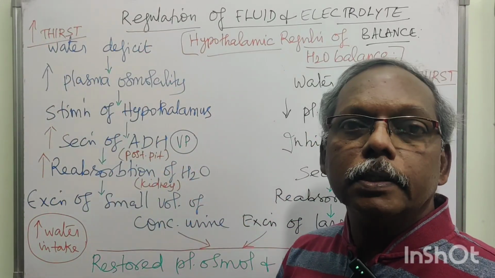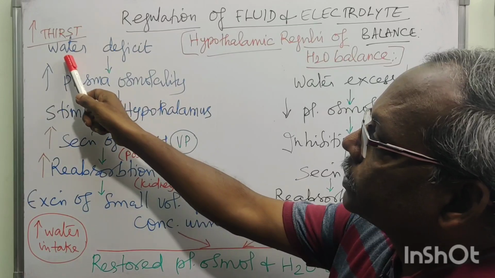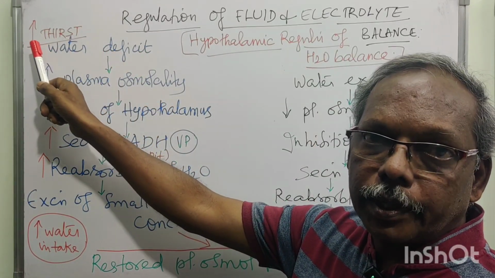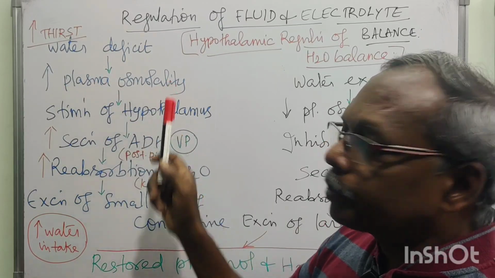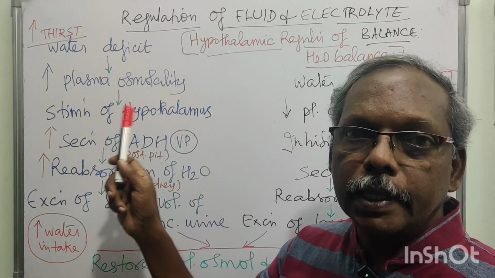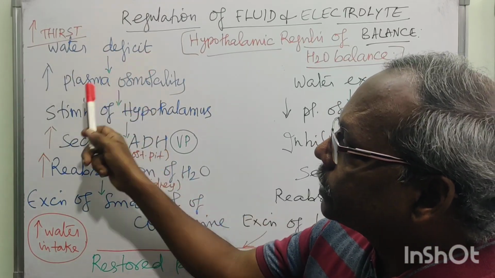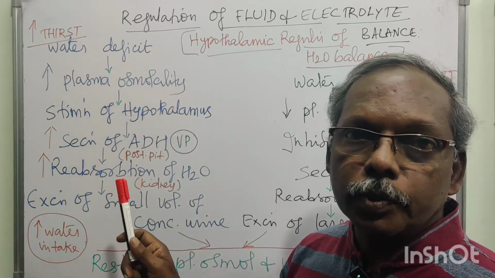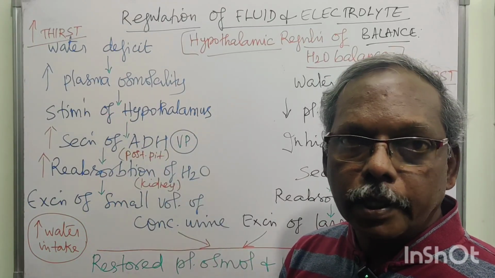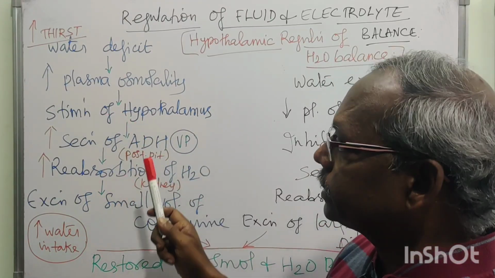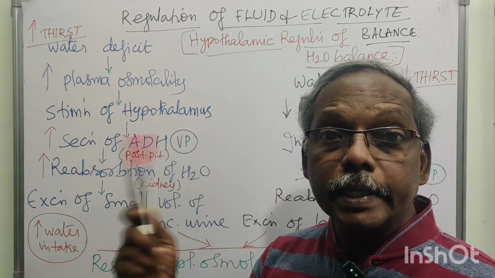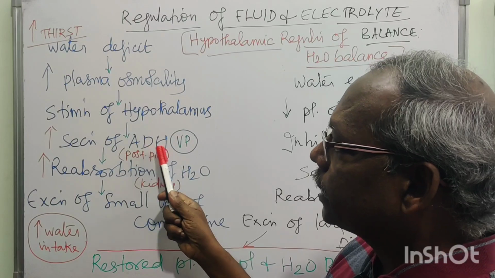For example, the thirst is increased. It stimulates the thirst center. The situation is water deficit, which leads to increased thirst and also increased plasma osmolality. These 2 points happen simultaneously. Water deficit means increased plasma osmolality. That leads to stimulation of the hypothalamus, the osmoreceptors in the hypothalamus. That sends signals to the posterior pituitary, which secretes ADH, antidiuretic hormone.